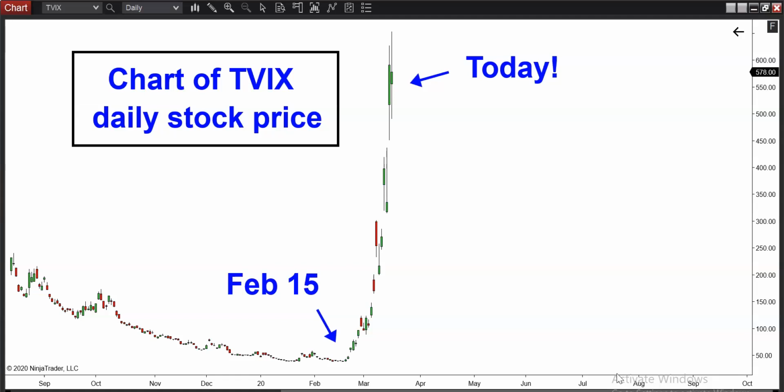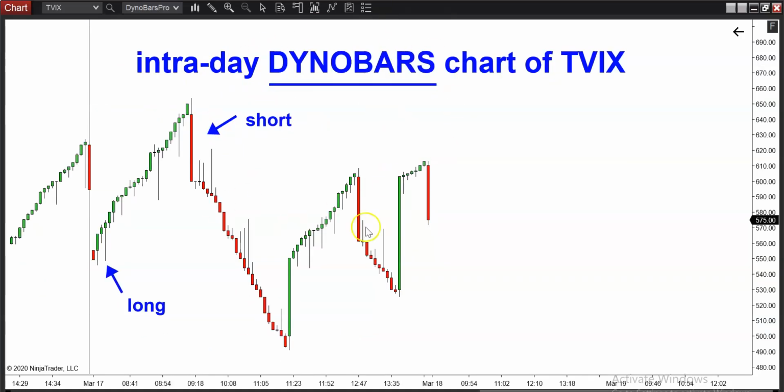I mean, unless you've been living under a rock the last few weeks, you probably recognize that the market has absolutely gone berserk and it's a day trader's paradise right now. Day traders all over the world are flocking into the market and taking huge advantage of these wild swings. So let's check out the intraday version of the TVIX. If this is a daily chart, then this right here is an intraday chart of the TVIX with my Dino Bars filter on top of it.